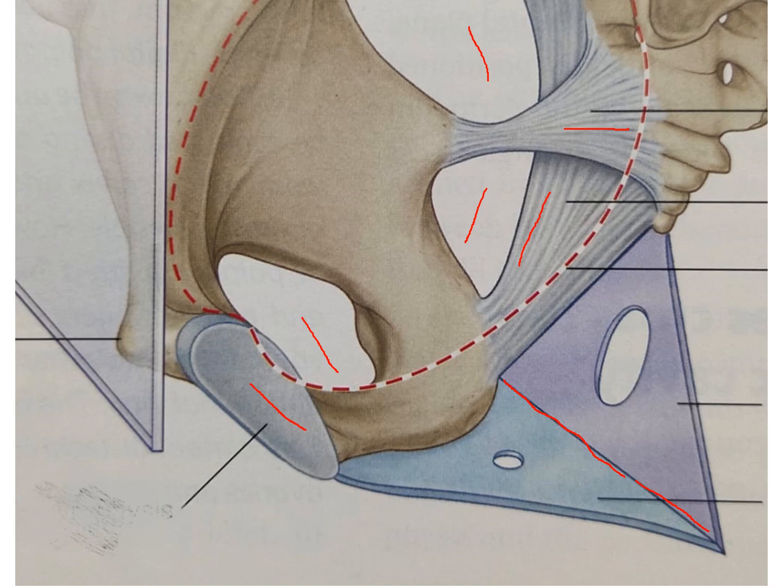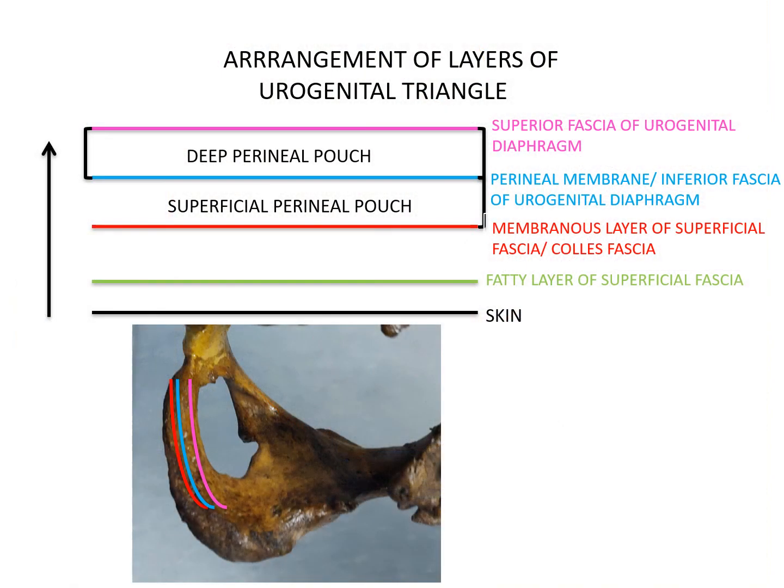Now, if you take the direction of these two triangles, if you carefully observe, the urogenital triangle is directed downwards and backwards towards the imaginary horizontal line. The anal triangle is directed downwards and forwards towards the imaginary line. Now we are going to see the anal triangle in detail.